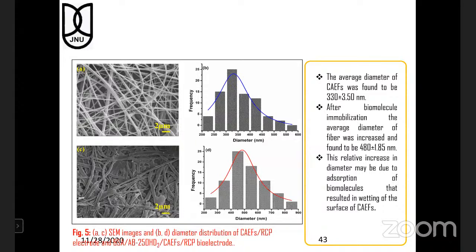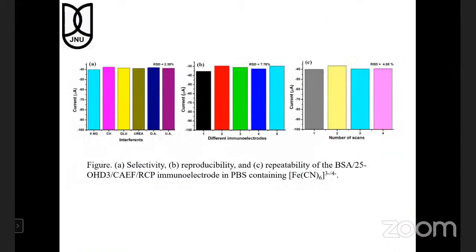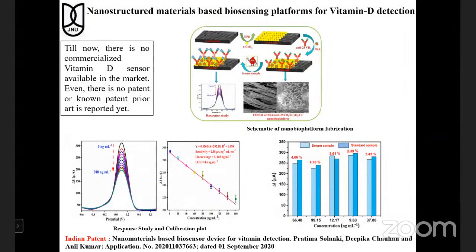These are the SEM images of the nanofibers, and we found that the nanofibers have a diameter of 330 nanometers. And this is the electrochemical response. The detection range we obtained is 10 to 100 nanogram per ml, and the sensitivity is 0.16 microampere. For vitamin D, only a few papers are reported in the literature, and there is no commercialized device available, no patent. We have filed a patent for the fabrication of vitamin D3 sensors.